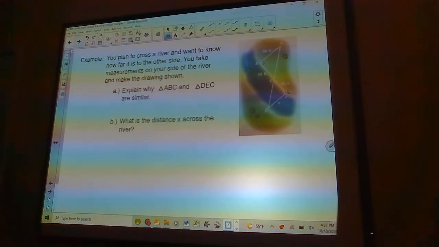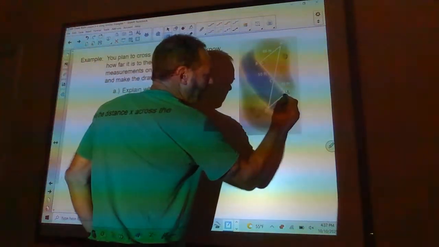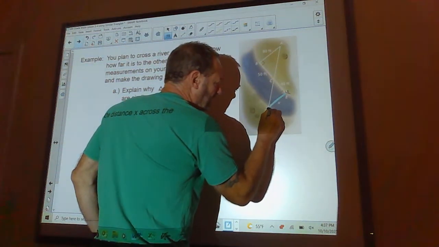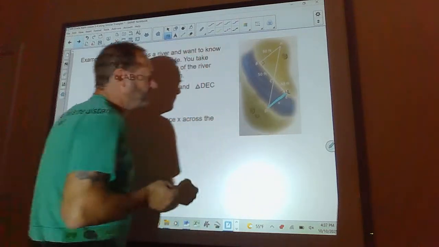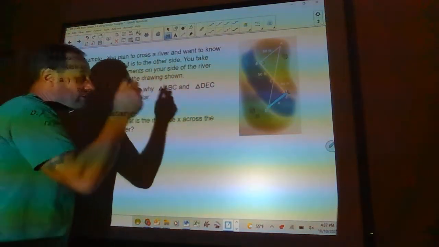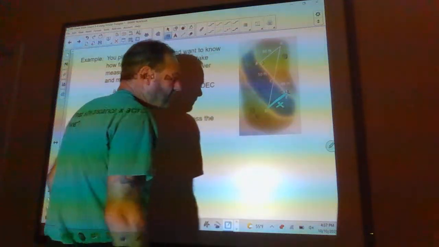Okay, you plan to cross a river and you want to know how far it is to the other side. So we're going to cross this river right here from E to D. Okay, we want to know how long is that distance. I'm going to call it X.